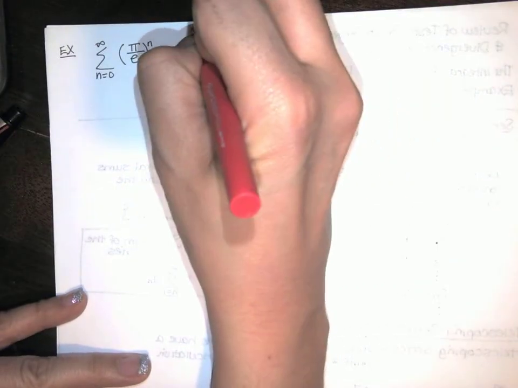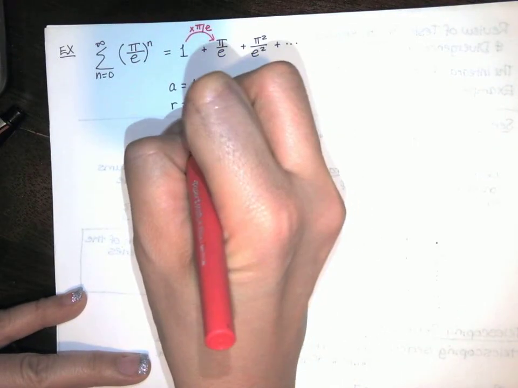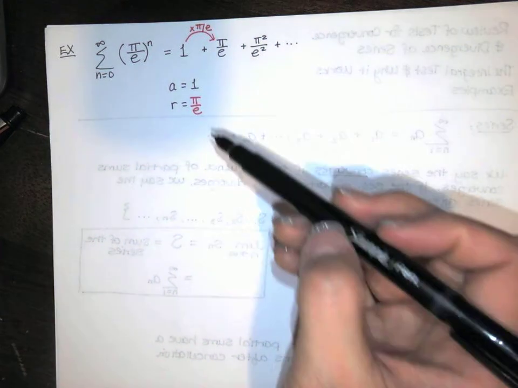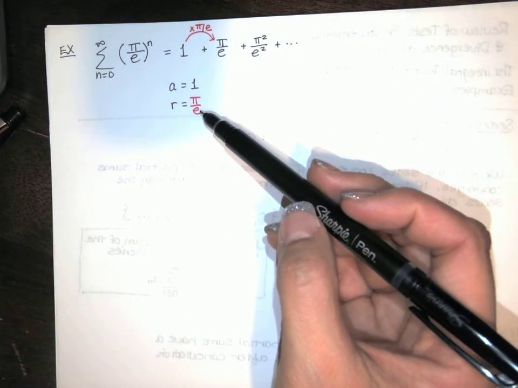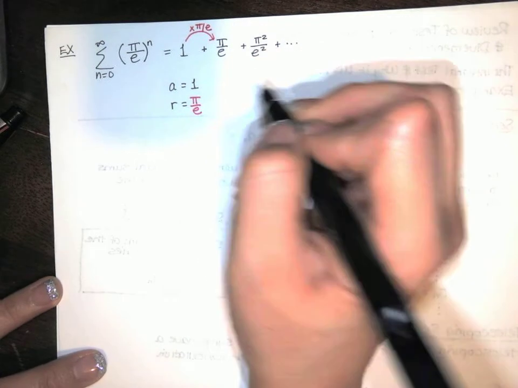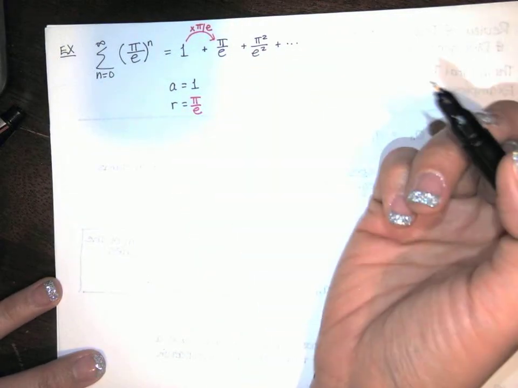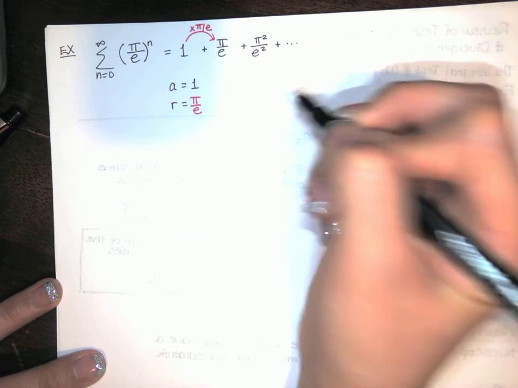I'm multiplying by pi over e, so my common ratio is pi over e. And remember, pi is about 3.14 and e is about 2.7. So 3.14 over 2.7 is definitely greater than 1.